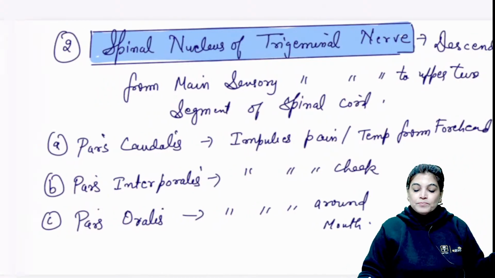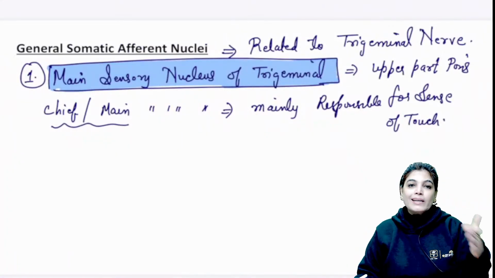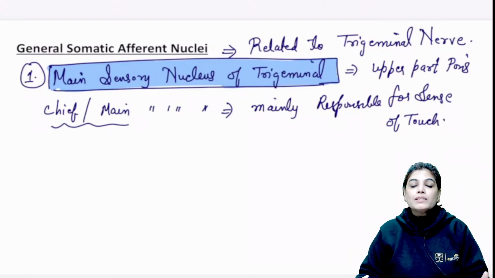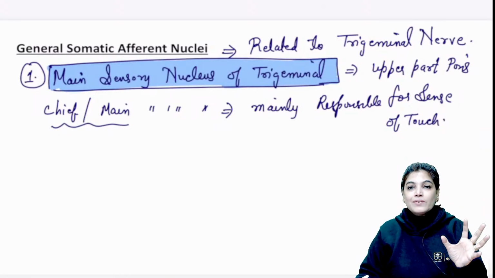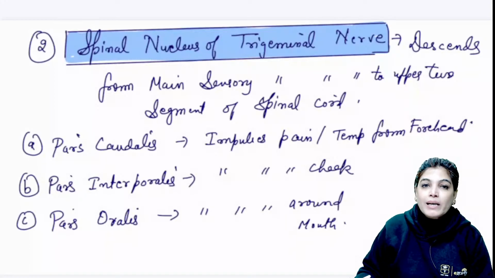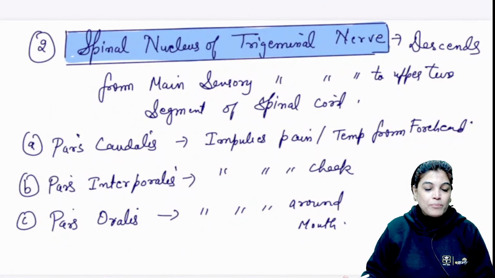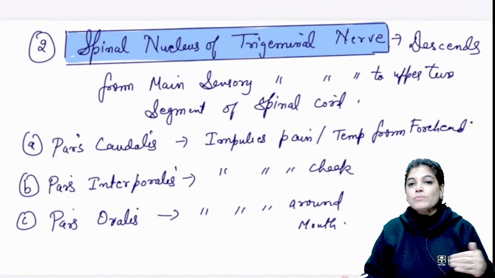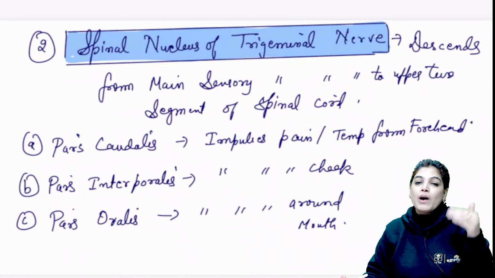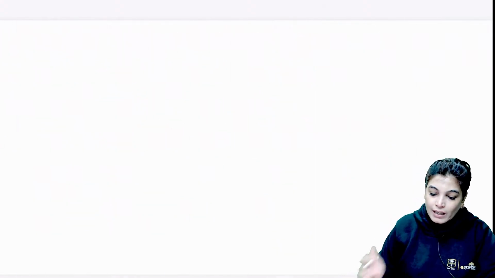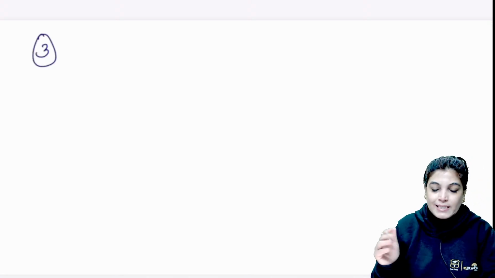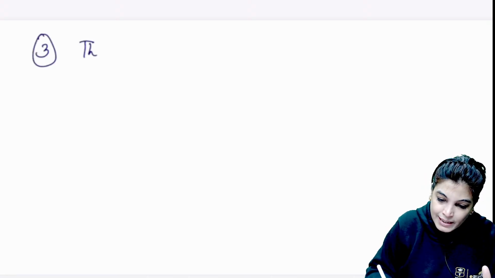So that means the main sensory nucleus of general somatic afferent is located in the pons, and it is receiving the sensation of touch. The spinal one is receiving the pain and temperature sensation. It is extending from the main sensory nucleus to the upper two segments of the spinal cord. Now the third, this was asked in the INICET examination: the mesencephalic.